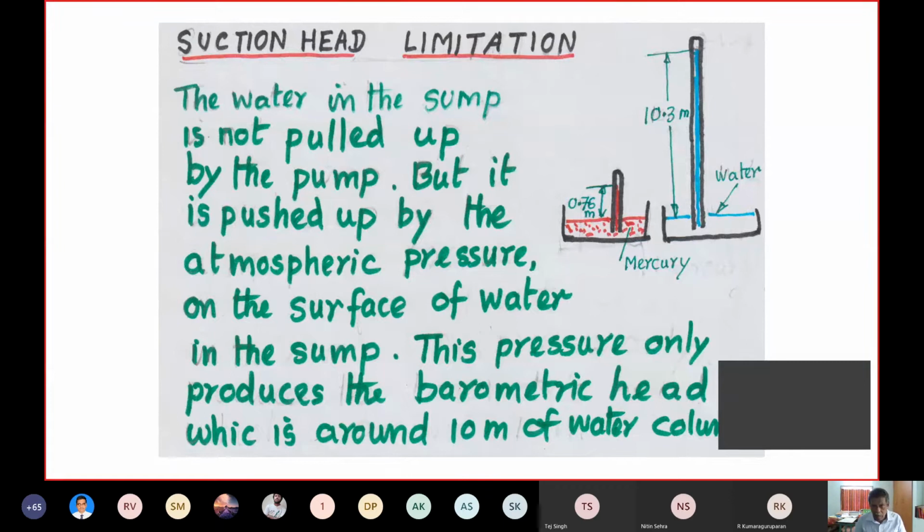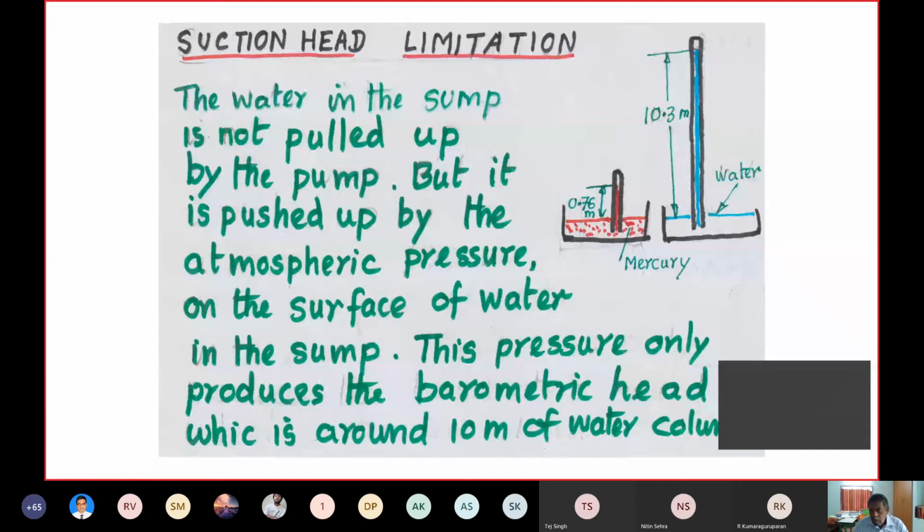This pressure only produces the barometric head, which is around 10 meters of water column. So you are all familiar with barometers for measuring atmospheric pressure, and the most common barometer is the mercury barometer. With mercury, you get about 760 millimeters, or 0.76 meters of mercury column. That is called the standard atmospheric pressure. It might vary at higher altitudes. It may be less. In some places, it may be a little more, depending on the air currents and all those.